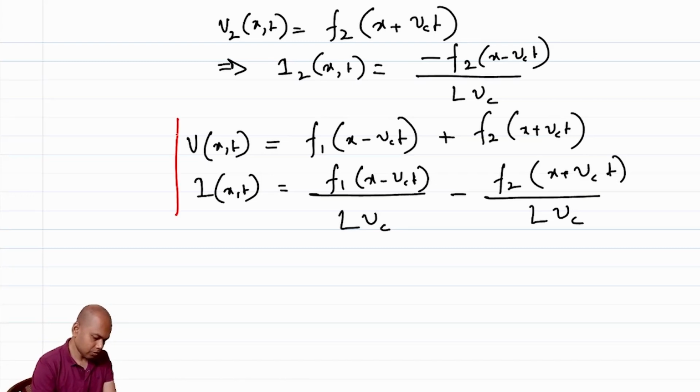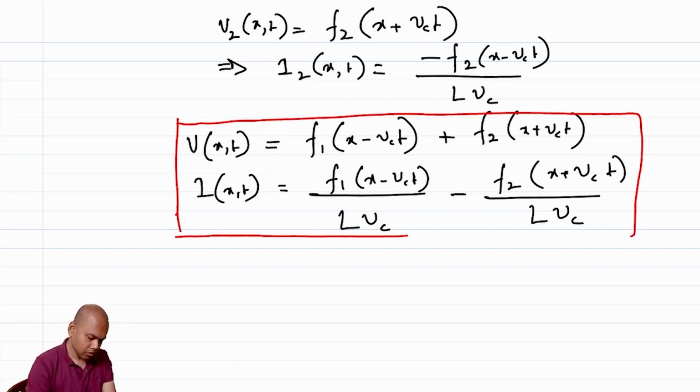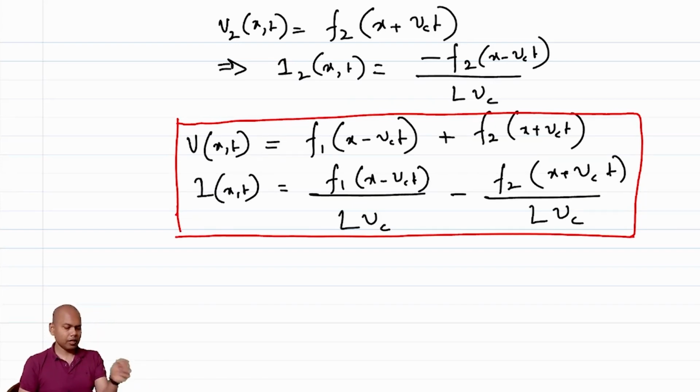Okay. So we end up with these two equations. We have to make sense of what these f1, f2, x minus v_c t, x plus v_c t are, and what is v_c, and then we are going to move forward.